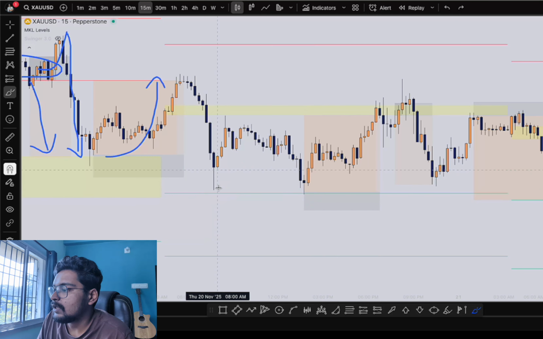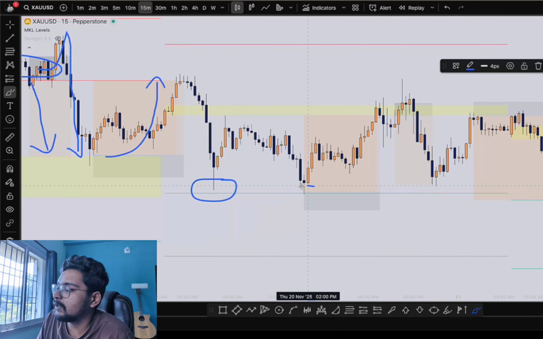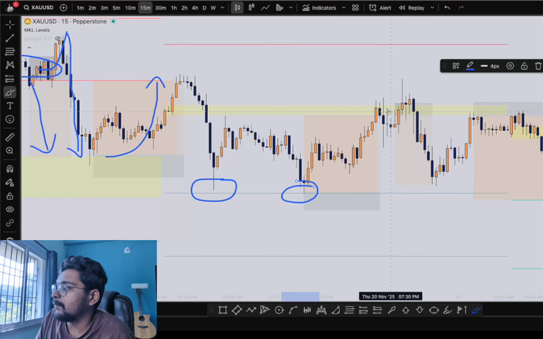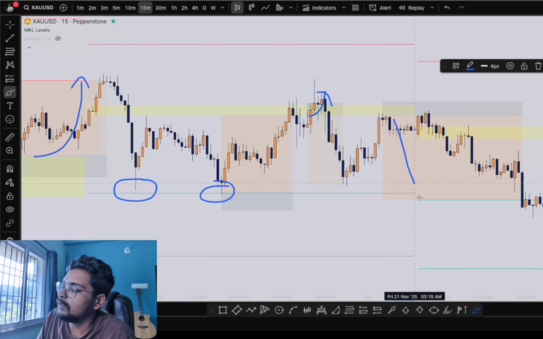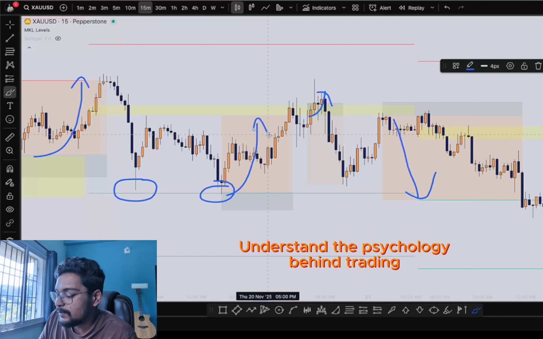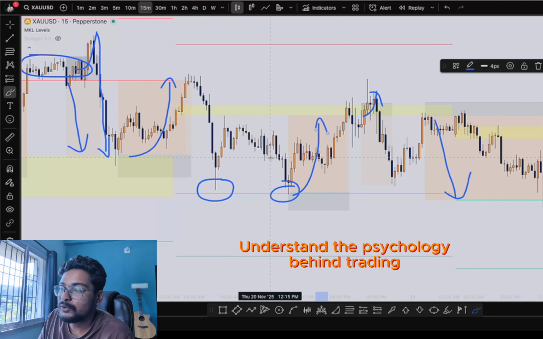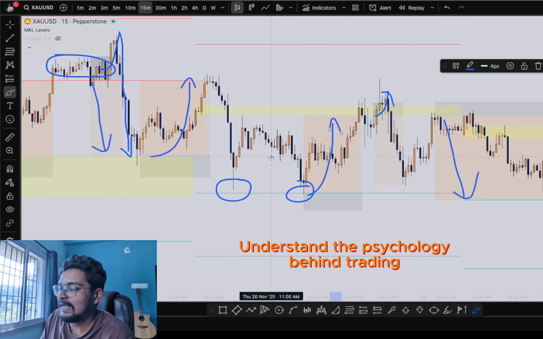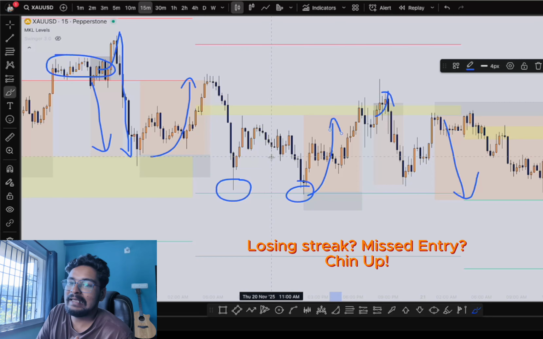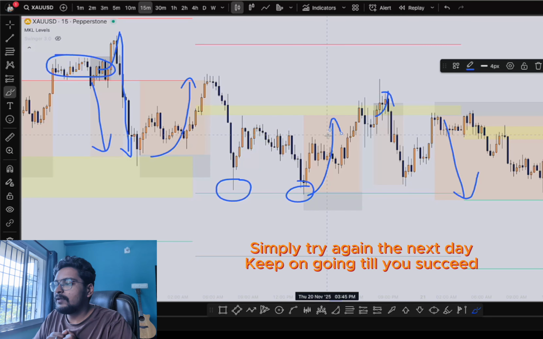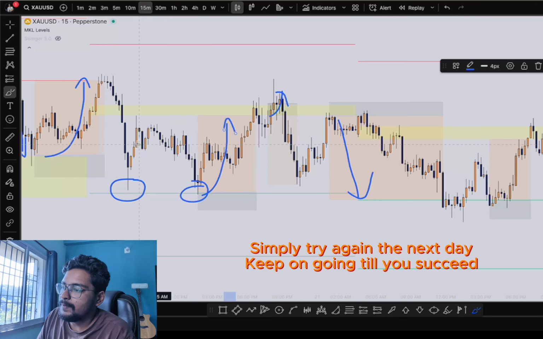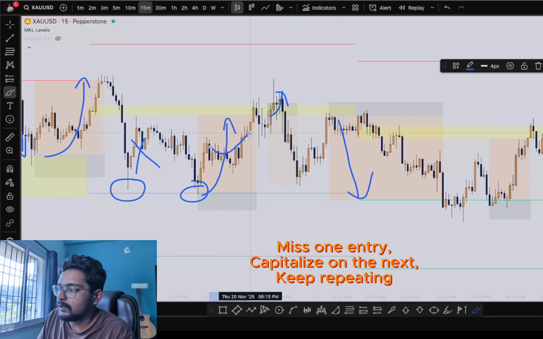Beautiful. Next day, I missed my entry over here, but capitalized on the next one. Again, tried to short it, but SL hit, no problem. Capitalized on the next one. So this is how you keep on trading without caring about your losses. You should not care about your losses. I mean, care about them, but don't sit and think about them all day long, right? Oh damn, I missed this opportunity. Markets are there all year. Just try again tomorrow. So yeah, miss this one, but capitalize on the next one.